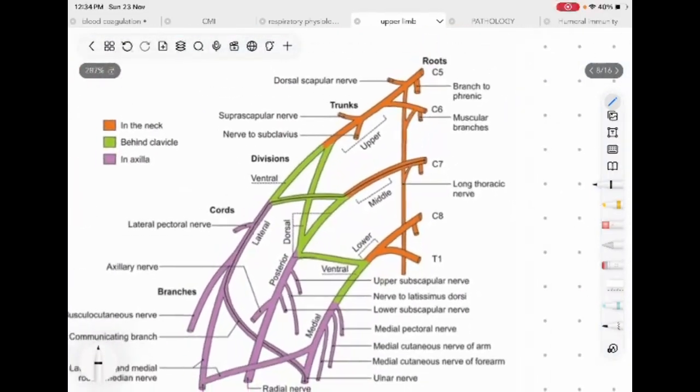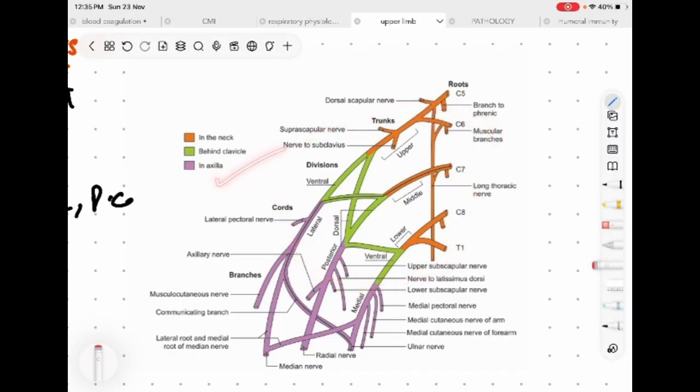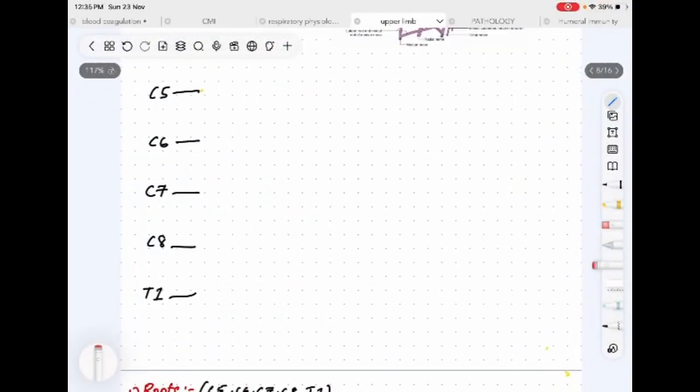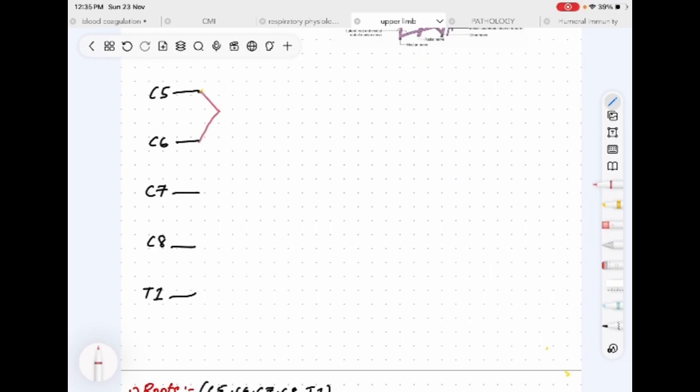Now, let us look at this diagram of brachial plexus. I know this diagram is a little bit scary, so if you are okay with it, you can represent it like this in the exam, or else we'll try to learn the schematic diagram of brachial plexus. I have written the roots of brachial plexus here: C5, C6, C7, C8, and T1. From the roots, we have trunks. How are these trunks formed? C5 and C6 roots join to form the upper trunk. C7 continues as the middle trunk, whereas C8 and T1 join to form the lower trunk.